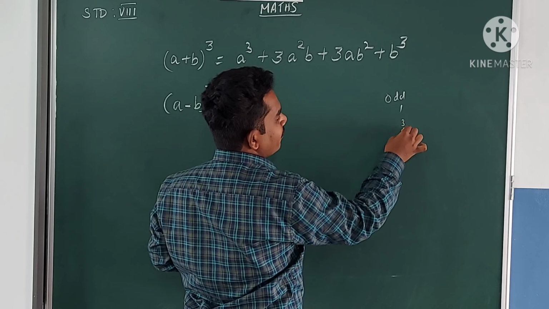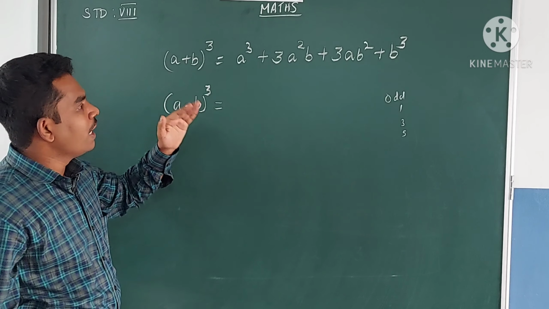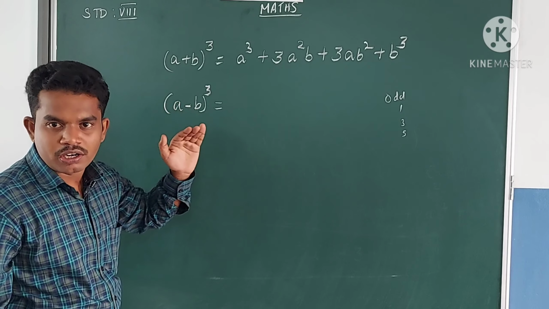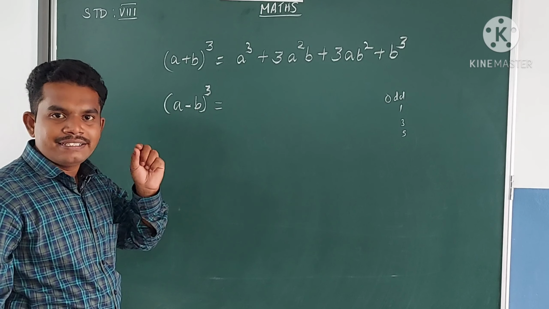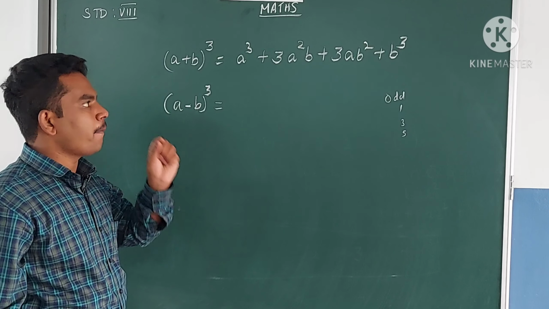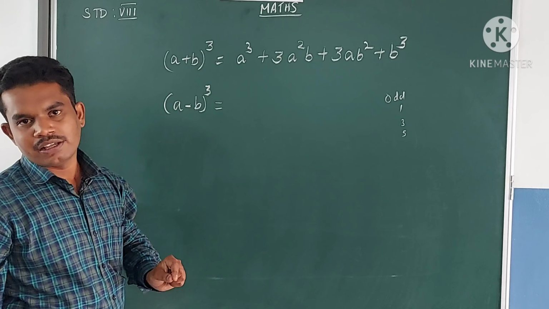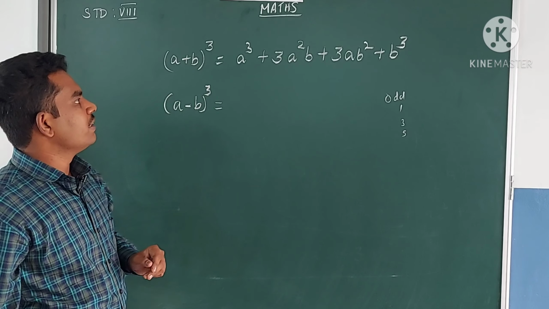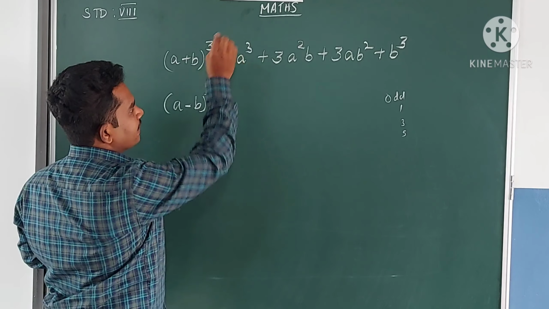So wherever the power of b is odd, that means 1, 3, 5, that term is minus. Okay, now let us make some corrections here.